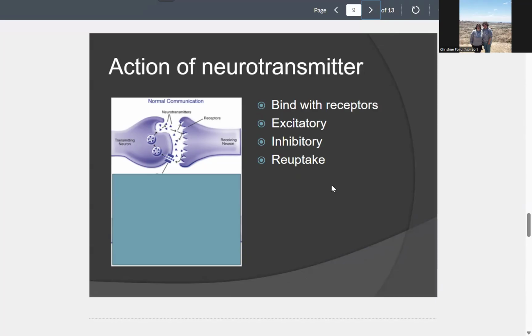Whatever is not used, the unused neurotransmitters found in the synapse, will be pulled back into the transmitting neuron in a process called reuptake. If you notice in the picture of the normal communication, it's a circular cycle. The neurotransmitter is being released into the synapse, it's being picked up by the receiving neurons, and whatever is unused is being sucked back into the transmitting neuron to be reused again in a process called reuptake.